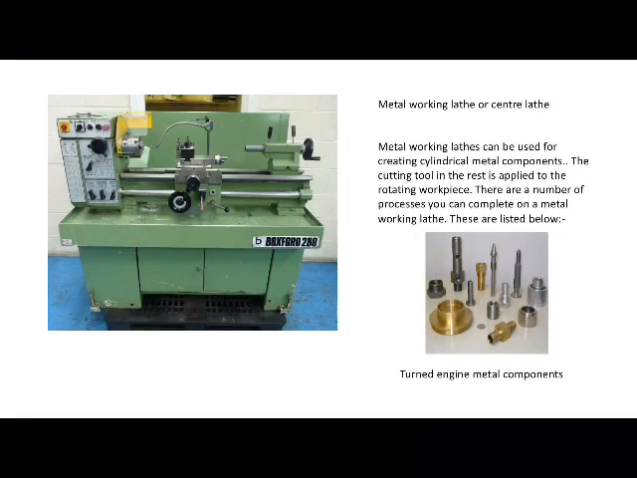On the screen you can see a picture of a metalworking lathe or centre lathe. Metalworking lathes are used to produce shaped engineering components, often from cylindrical pieces of metal, although square sections can also be turned by merely changing the type of chuck on the headstock. Examples of items that could be made on a centre lathe include engine metal components, tool handles, hammers, candlestick holders, nuts and bolts, and metal chess pieces.